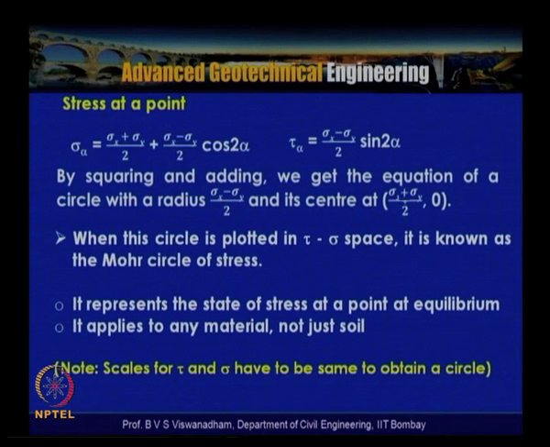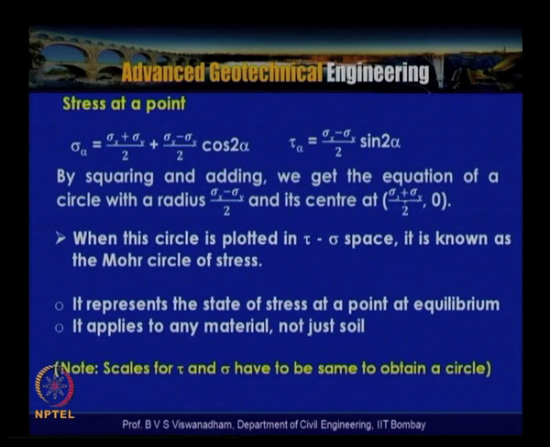When a circle is plotted in tau-sigma space, it is known as the Mohr circle of stress. It represents the state of stress at a point at equilibrium, and it applies to any material, not just soil. And note that the scales for tau and sigma have to be the same to obtain a circle.